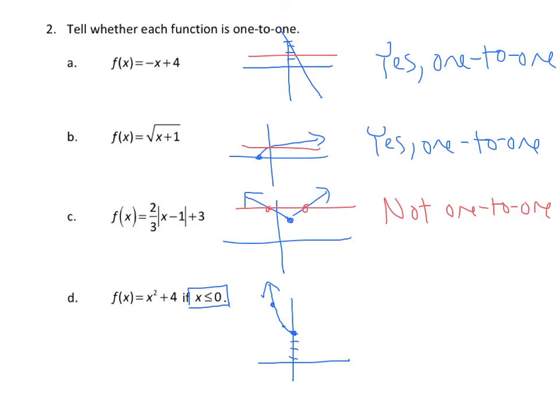Now since we only graphed half of the parabola, it does pass the horizontal line test. A horizontal line does not touch it more than once. So yes, it's one-to-one. Now, if this was the whole parabola, x squared plus 4, it wouldn't have been. But since we only graphed that certain part, it is one-to-one.